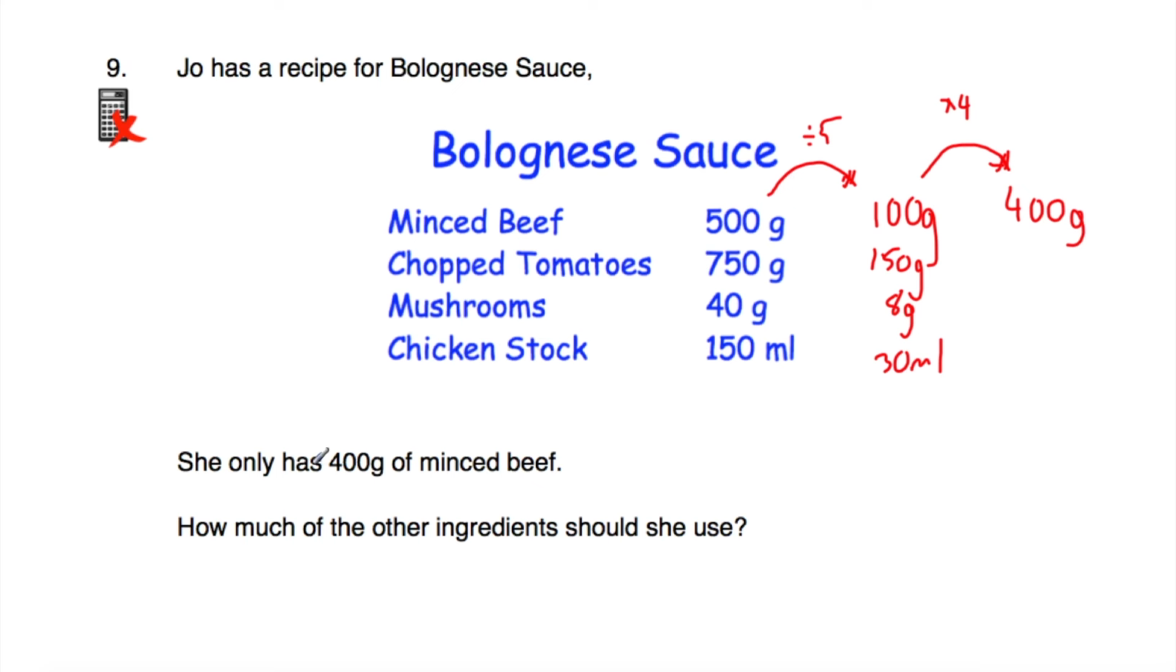But here we know that she actually has 400 grams of minced beef, so I'm now going to multiply each of these quantities by 4 to see how much of the other ingredients she'd need if she had 400 grams of minced beef. So 100 grams times 4 is 400 grams, fantastic.